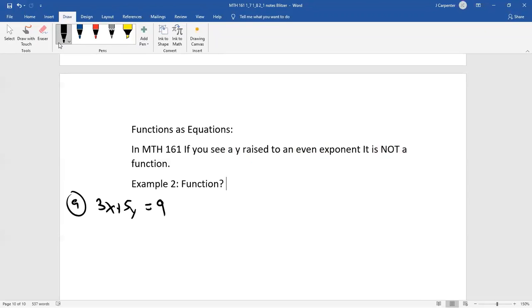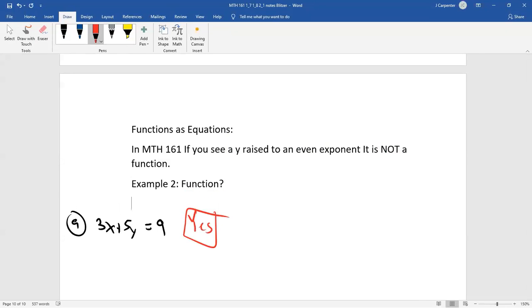Do you see a y raised to an even exponent? Well, here's your y, and the exponent is not written, which means that it's really a 1. So no, you do not see a y raised to an even exponent, which means it's as easy as this. Yes, it's a function. That's it. That's the whole problem.